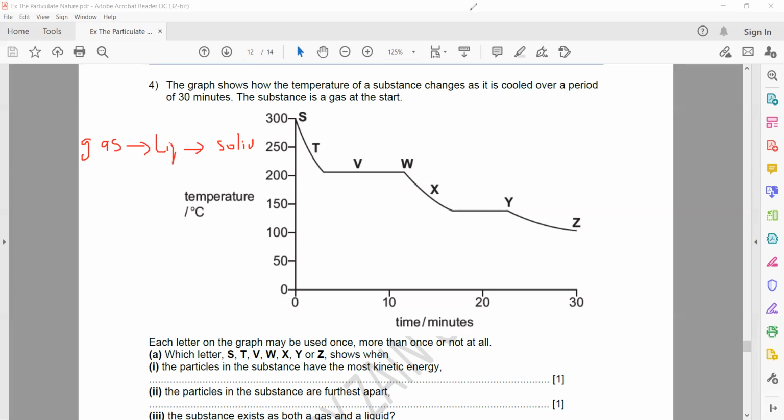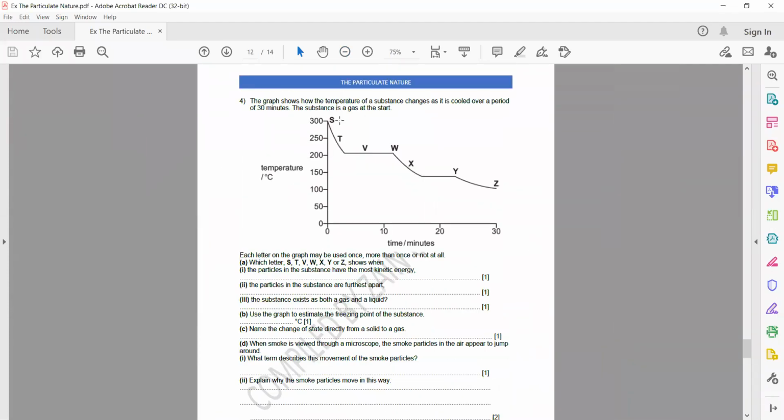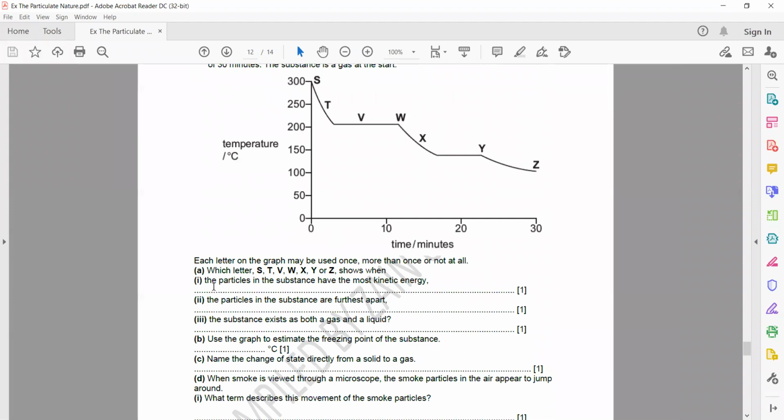Now what you have to do, you don't have to write the process, you just have to use the letters to answer. They mention each letter on the graph may be used once, more than once, and not at all. So the letters which are given here are S, T, V, W, X, Y, and Z. You can use them once or twice, or you may not use them at all.